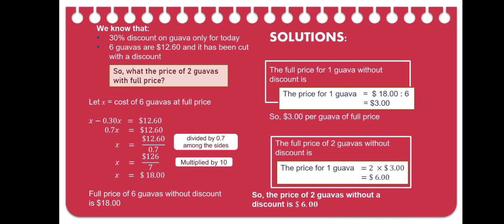So the full price of 2 guavas without discount is based on the price of 1 guava. The formula to find it is to multiply the price of 1 guava by 2. So 2 times $3 equals $6. So the price of 2 guavas without discount is $6.